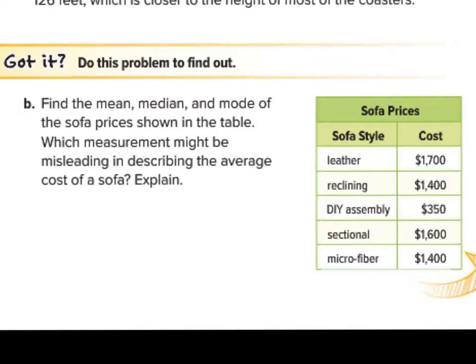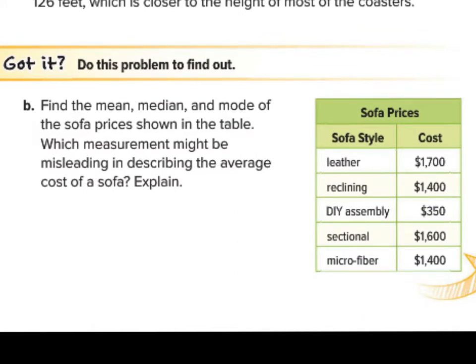Okay, let's try it now. Find the mean, median, and mode. Remember, mean is average, median is the middle number, and mode is the most repeated number of the sofa prices shown in the table. Which measurement might be misleading in describing the average cost of a sofa? Explain. So for example, sofa prices. We have a sofa, a leather one, 1,700, a reclining, 1,400, a do-it-yourself assembly, 350, a sectional, 1,600, and a microfiber, 1,400.